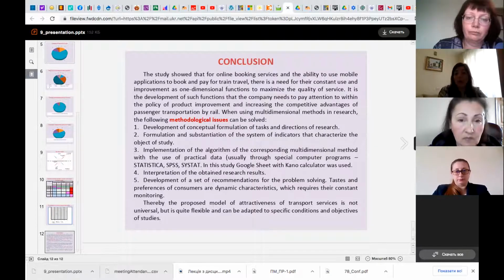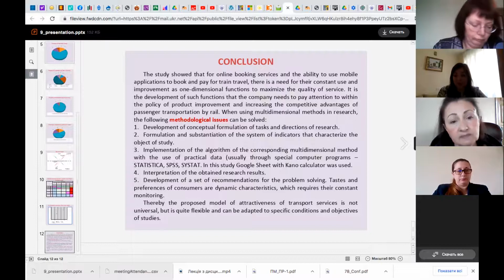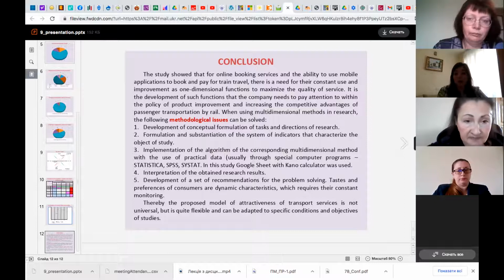The main steps are: development of a conceptual formulation of the task and directions of research, formulation and substantiation of the system of indicators which characterize the object of study, implementation of the algorithm of corresponding multidimensional methods with the use of practical data. Next, interpretation of the obtained research results. And finally, the development of a set of recommendations for solving the problem.